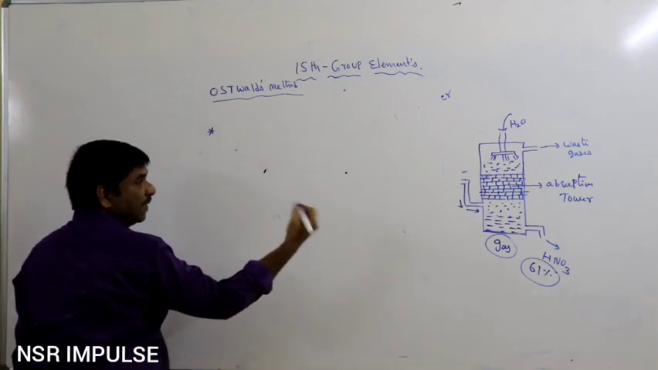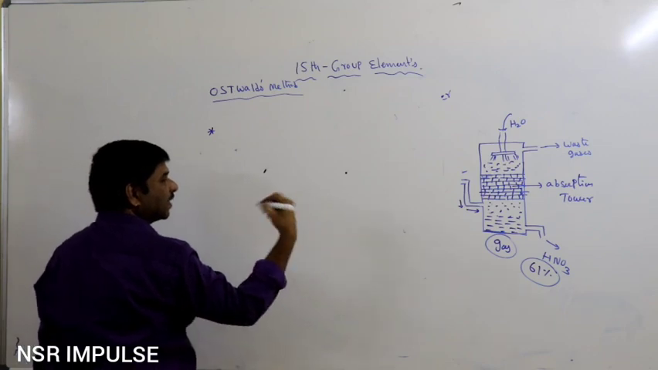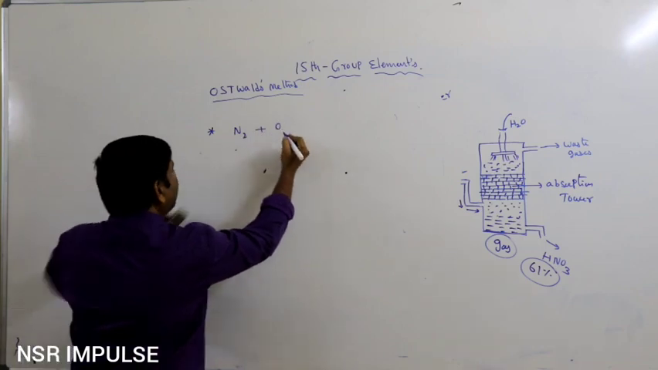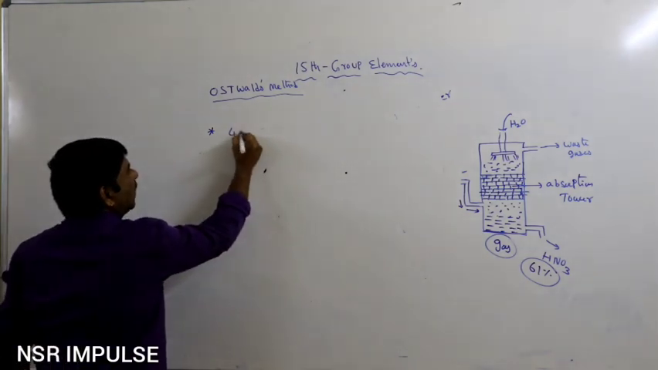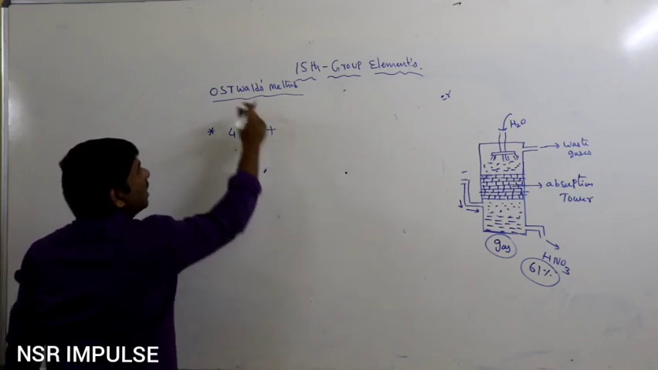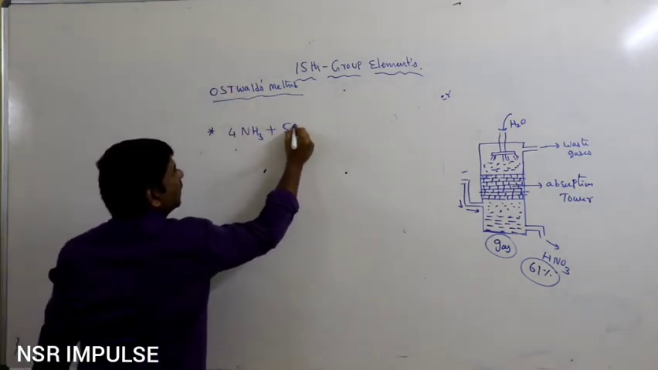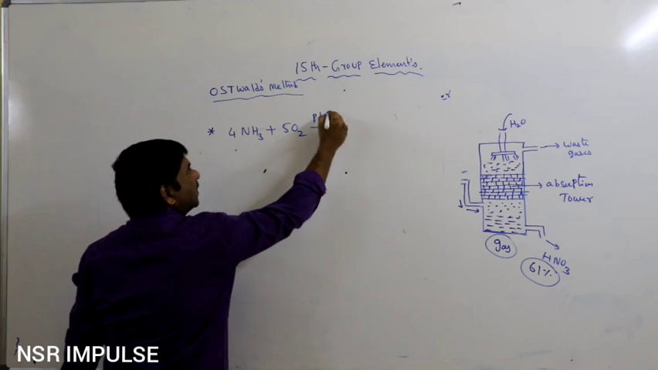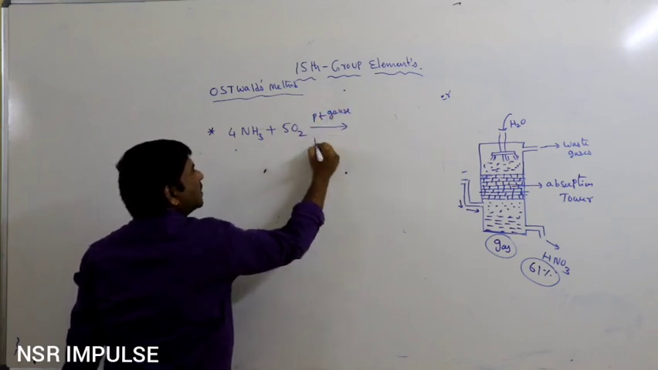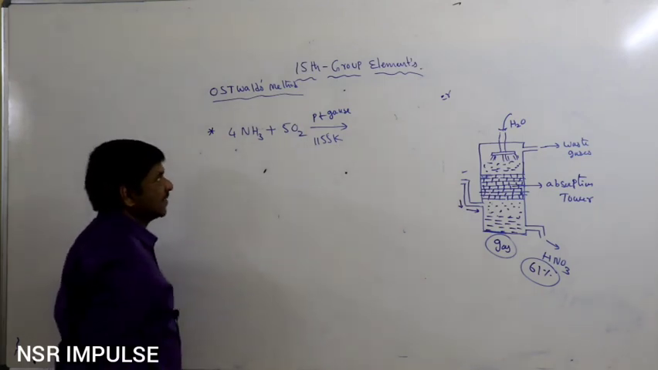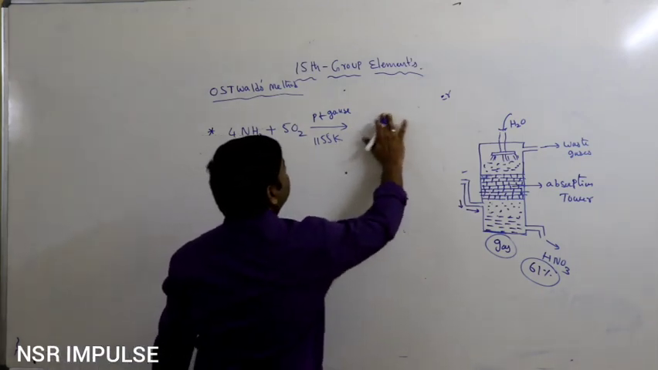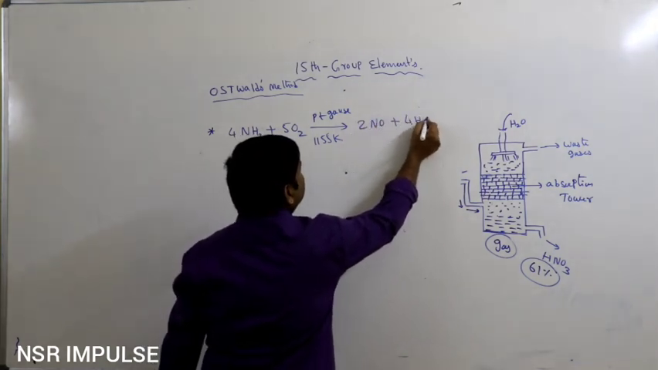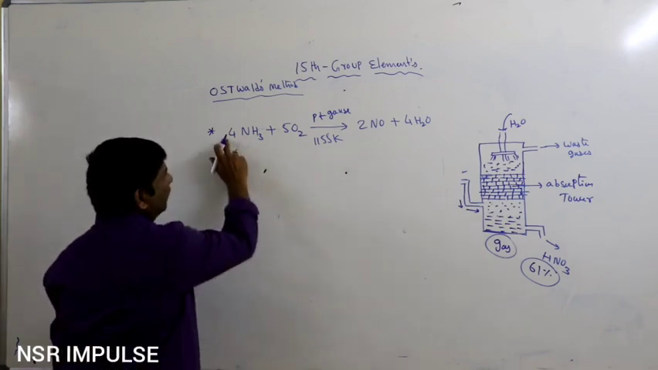Chemical reactions involved for the preparation of nitric acid. In this Ostwald's process, first ammonia reacts with oxygen. Ammonia equations in Ostwald's process: ammonia reacts with oxygen at condition platinum gas at 1155 Kelvin temperature. It can form nitric oxide and also water. Nitric oxide and also water, for balance.